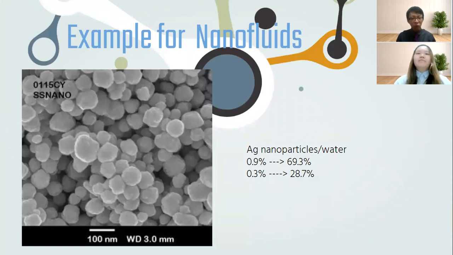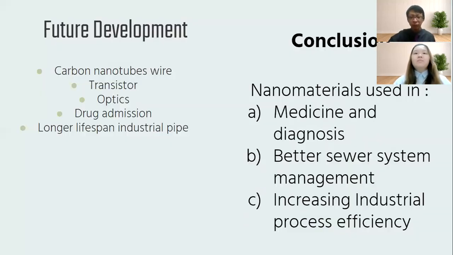An example of nanofluid use is silver nanoparticles in water. As you can see in the slide, by just adding 0.9 weight percent of silver nanoparticles, we can increase the thermal transfer efficiency by 69.3%. So this performance is quite impressive.